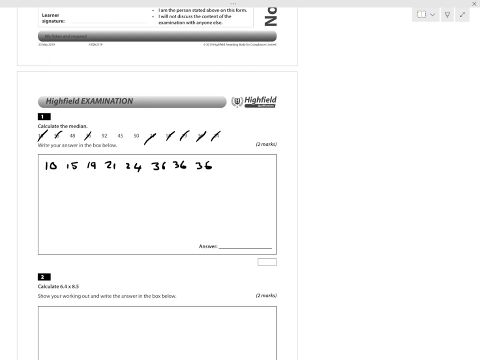36, 45, 45, 48, 50, and 92. So we've got 1, 2, 3, 4, 5, 6, 7, 8, 9, 10, 11, 12 numbers. So the middle is 3, 4, 5, 6, so it's in there. The answer is 36.